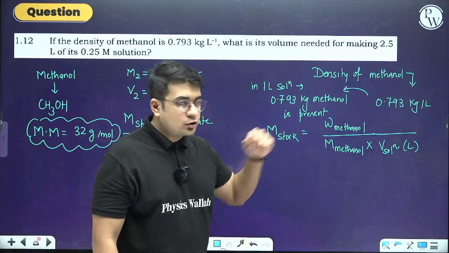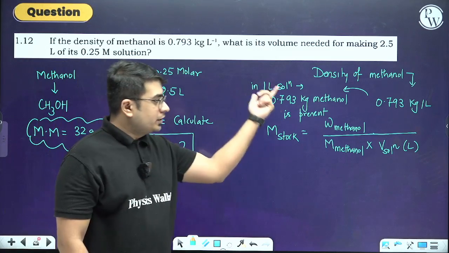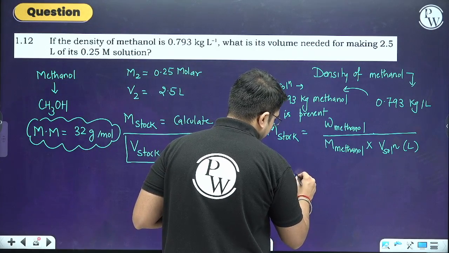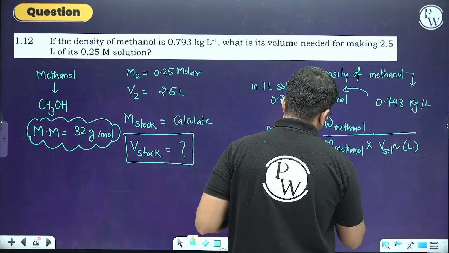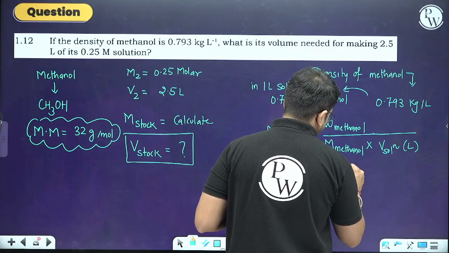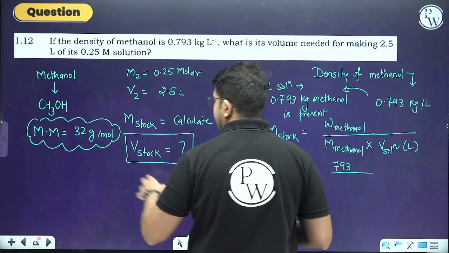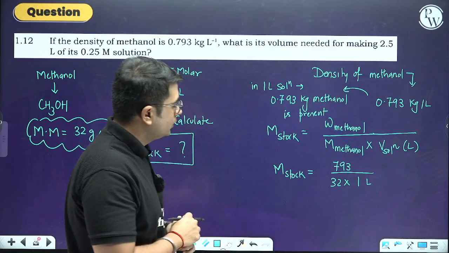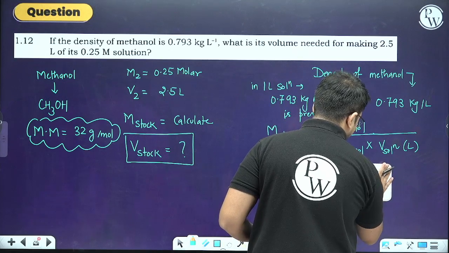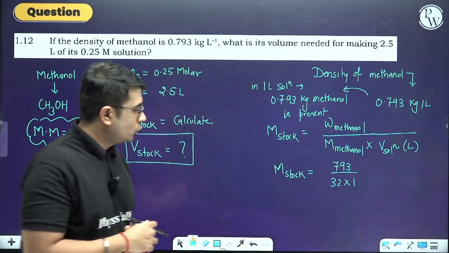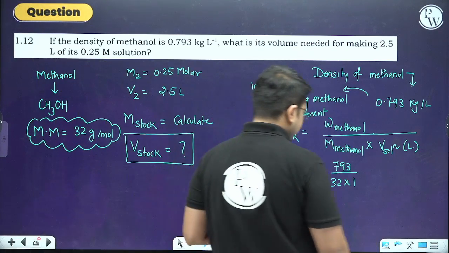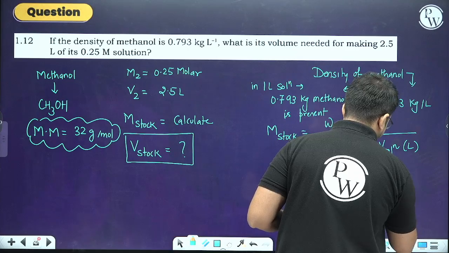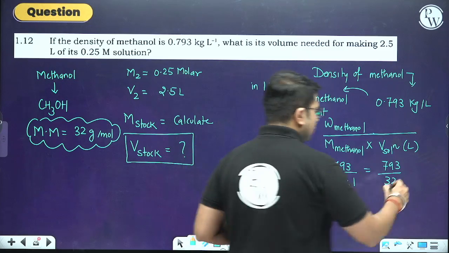It means W of methanol is clear, and molar mass we already know. In 1 liter, it means the volume of solution we have taken is 1 liter, so we can say that M of stock solution will be 0.793 kilogram, meaning 793 grams divided by 32 multiplied by 1 liter basically. Okay, so that is the molarity in this particular situation. So this part is clear. You can say that will be the molarity, which is 793 by 32. You can solve that particular part, that will be in molar.